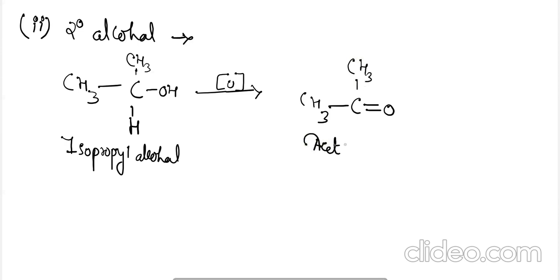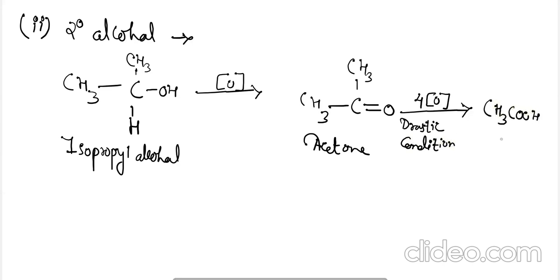Acetone is formed here. On further oxidation, in very drastic conditions, if the further oxidation of acetone takes place, because generally acetone does not oxidize further, ketones do not oxidize further, but in very drastic conditions they can be oxidized to form acetic acid, or with water and carbon dioxide. Generally, chromic anhydride can be used to oxidize the acetone.